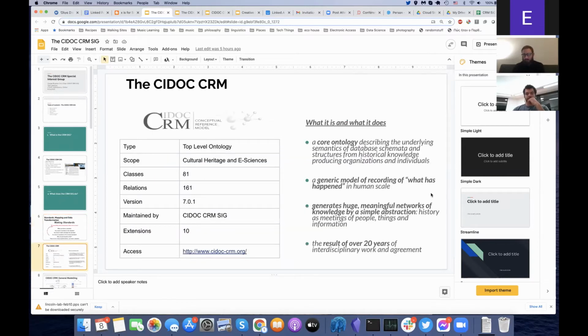So what we do is create this formal ontology, which we could call the CIDOC CRM, or the CIDOC Conceptual Reference Model. And that formal ontology is a core ontology for describing the underlying semantics and database schemas from cultural heritage organizations. And by applying it, you can create large connected graph models of information that allows you to represent information about cultural heritage objects and what has happened in the past on a human scale. And so our main business is creating this ontology, which is in its 7th version, has 81 classes and 161 relations, and it has a series of extensions, which I'll tell you about in a second.